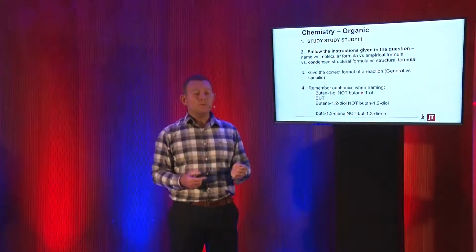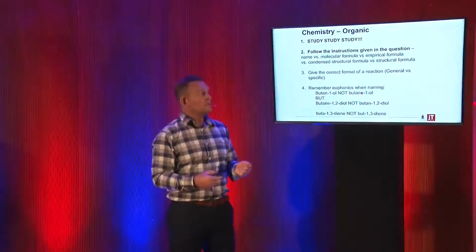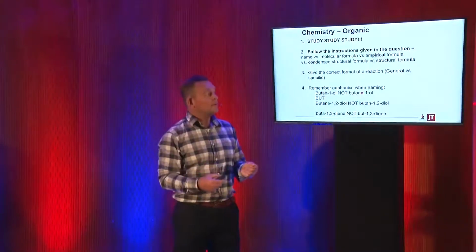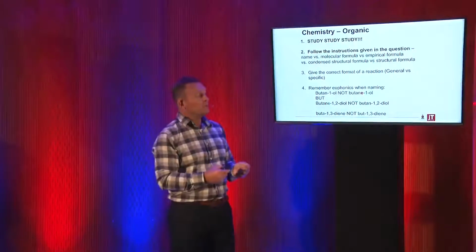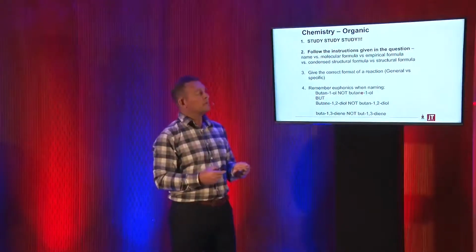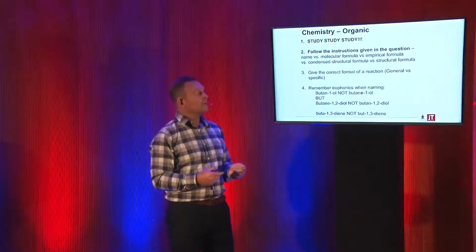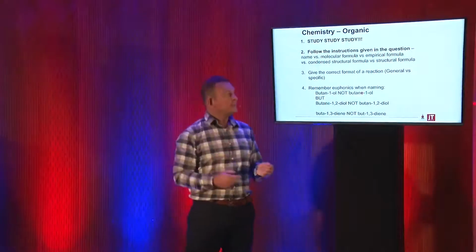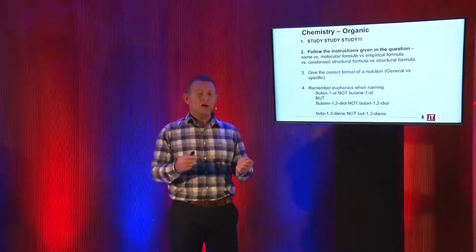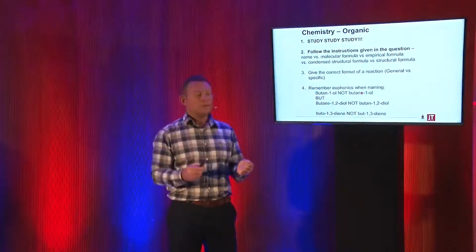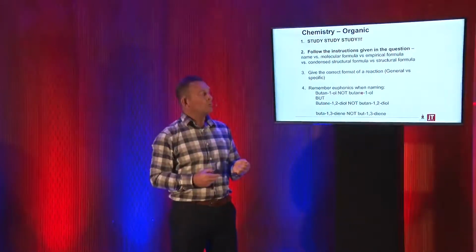The empirical formula is the smallest whole number ratio of the atoms involved in the molecule. Be careful of that word empirical. It's different to molecular. Then the condensed structural formula shows the number of carbons along the chain and what is attached to each carbon.